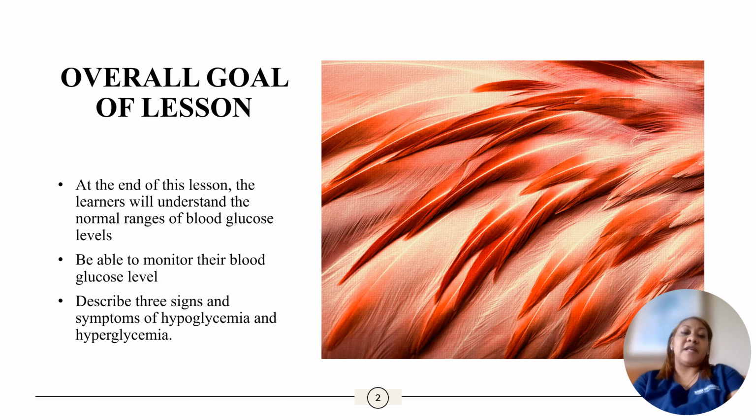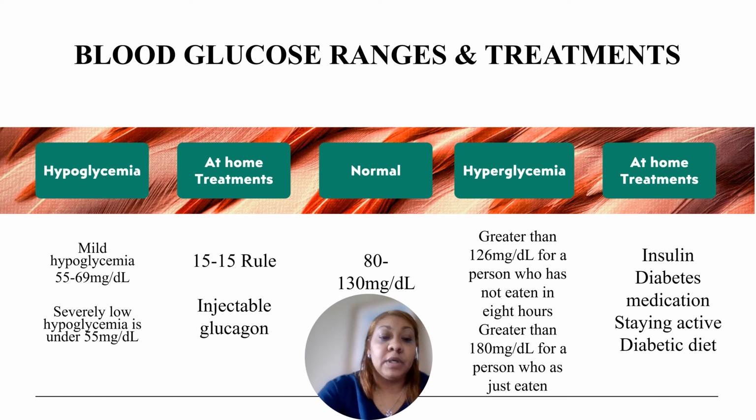Overall goal of lesson. At the end of this lesson, the learner will understand the normal ranges of blood glucose levels, be able to monitor their own blood glucose levels, and describe 3 signs and symptoms of hypoglycemia and hyperglycemia. Blood glucose ranges and treatments.